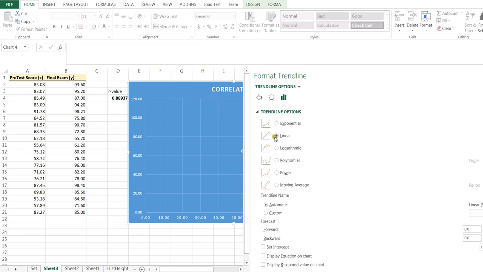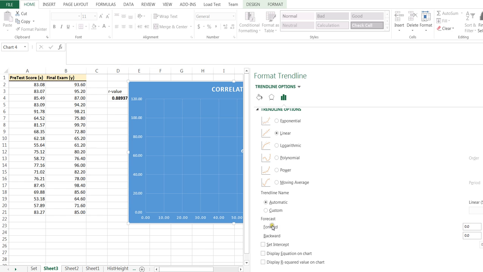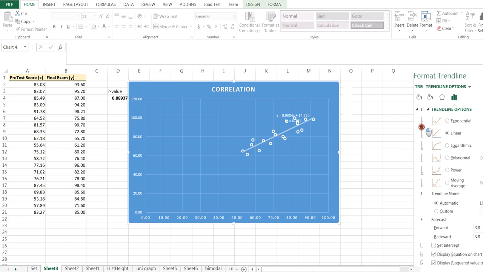Well, I want a linear trend line because this is a linear relationship, and I also would very much like to have the equation displayed on the chart itself and the R squared value as well. So I'm going to check both of those boxes and make sure that the linear button is clicked. There are many other options, and you can feel free to explore them at your will. So let's get this to move back over now so that we can see what Excel has done for us. Here's that regression line or trend line or best fit line that we've asked it to create.